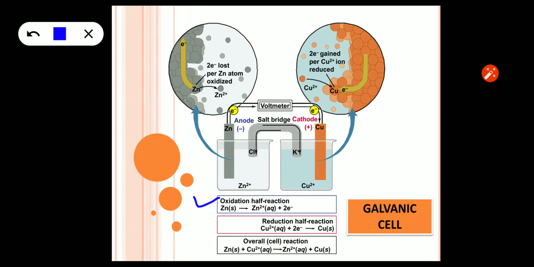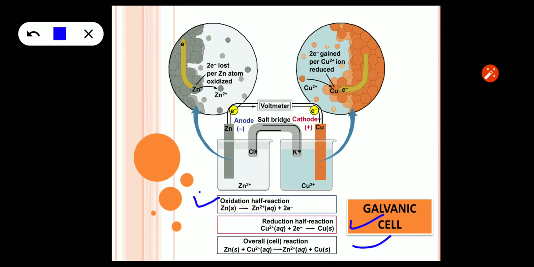Zinc loses electrons. Copper dipped in copper sulphate acts like the cathode because its reduction potential is plus 0.34 volts. Reduction potential positive means it easily undergoes reduction. Cu2+ accepts electrons and gets deposited as copper atom on the cathode. If you add the two half cell reactions, you get the net cell reaction or overall cell reaction, which involves simultaneous reduction and oxidation reactions.